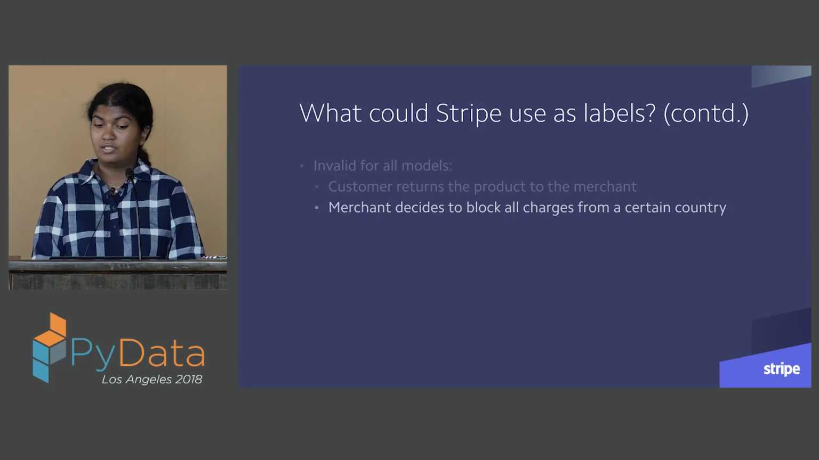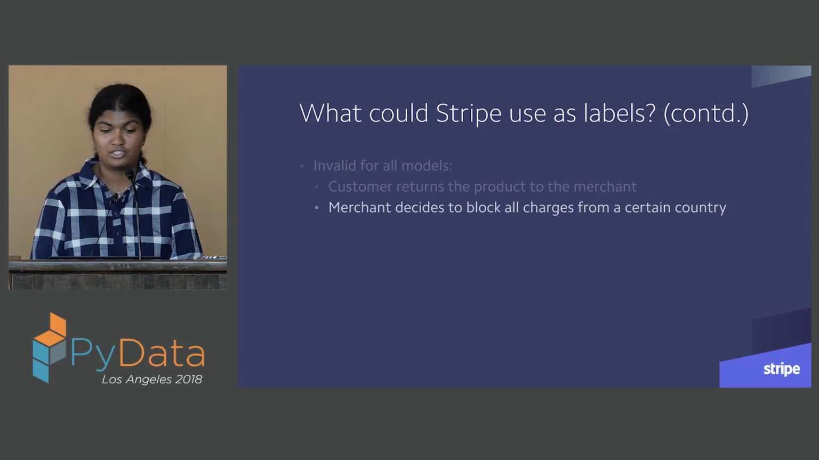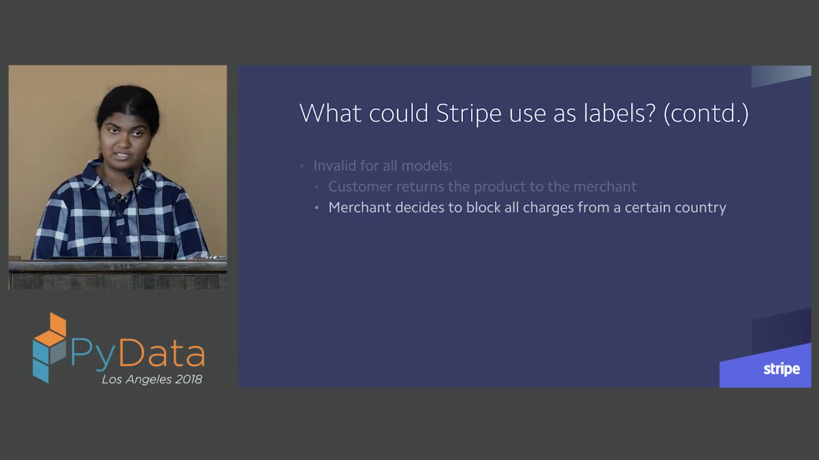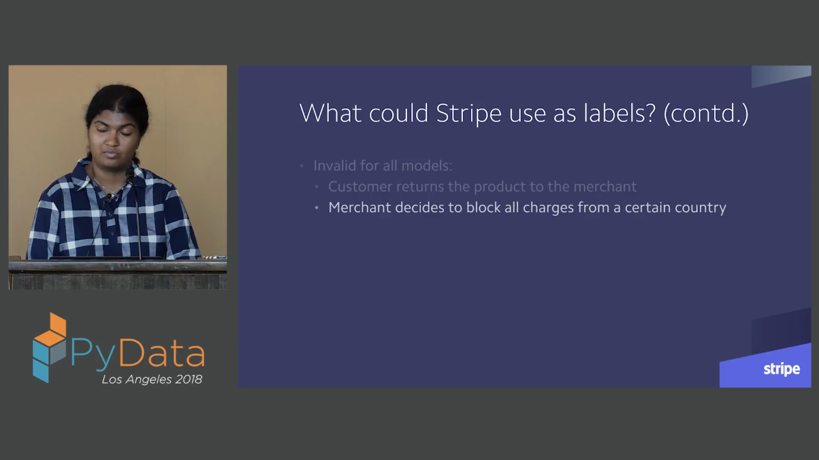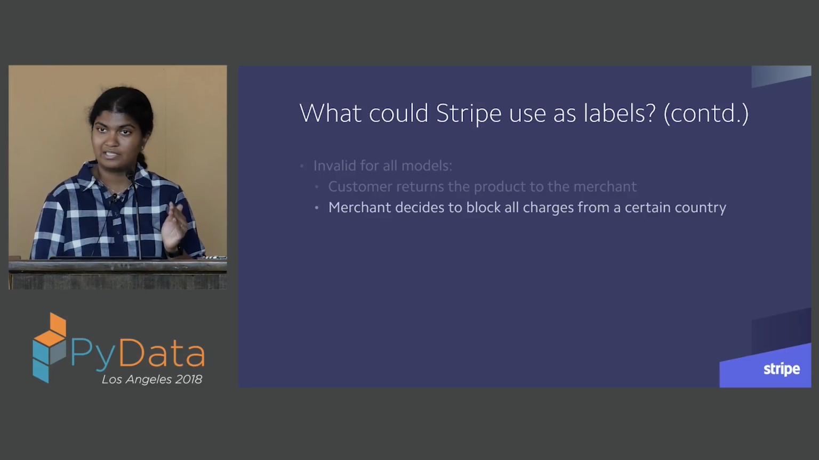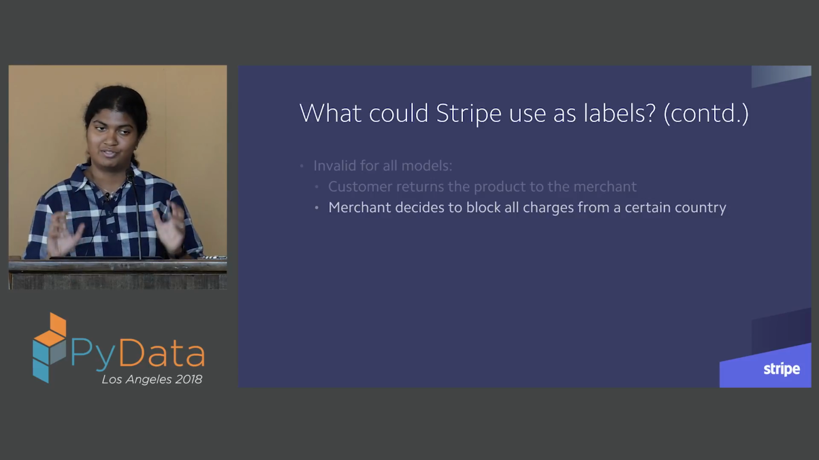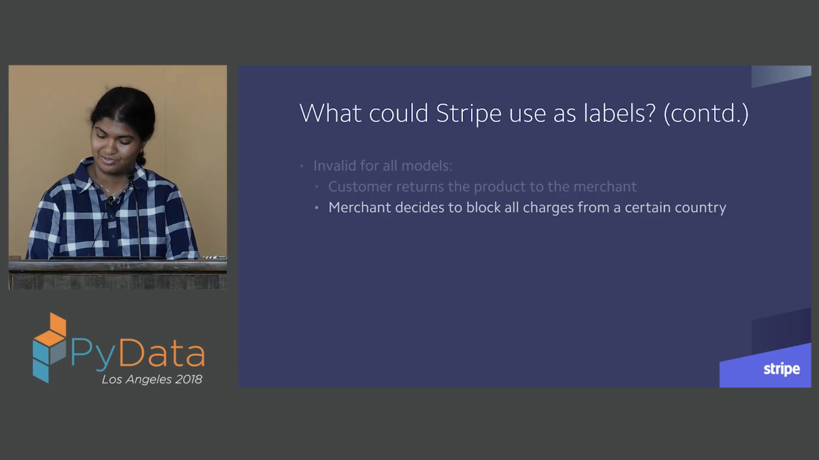Similarly, if a certain merchant on Stripe decides to just block all charges from some country because they had a bad experience with that country or they noticed an elevated rate of fraud from that country, that doesn't mean that Stripe is suddenly going to label all charges from that country as fraud, because that's an unfair judgment that we're imposing on charges from that country.